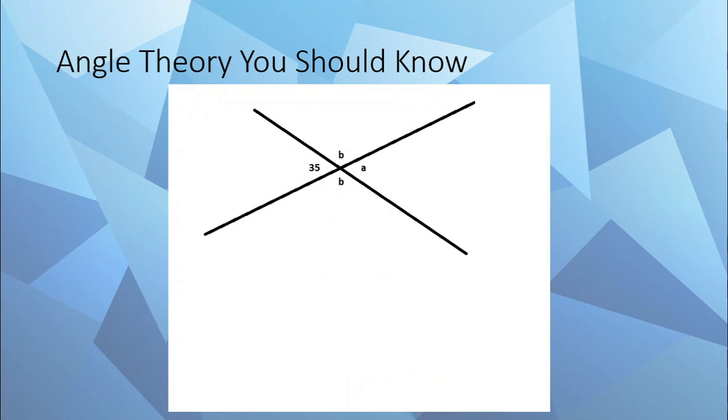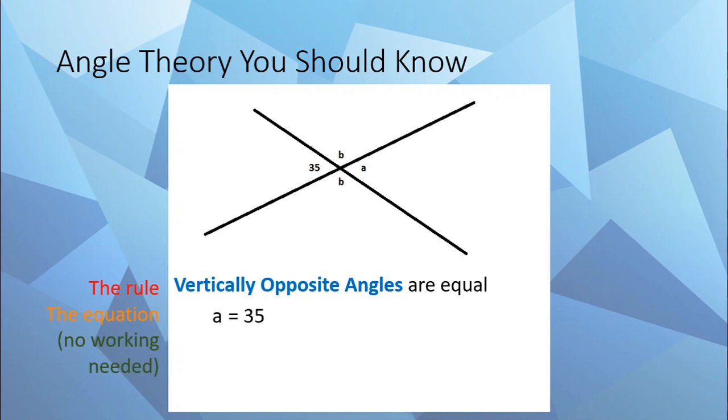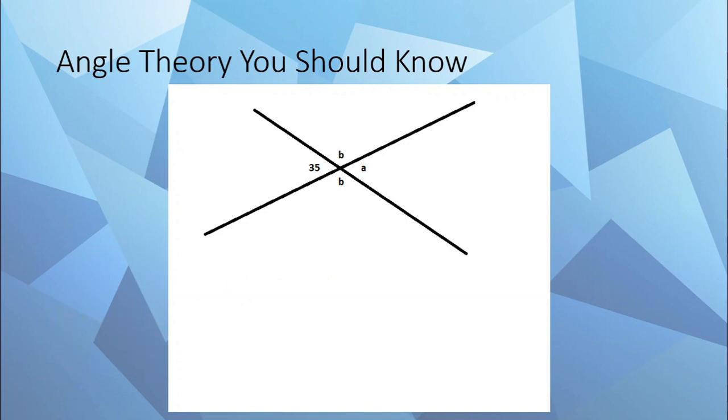Here's another bit of angle theory that you should know. Now these are two straight lines that are crossing at one point there. And I've got A, which is opposite to 35. So that's a rule. The rule is that vertically opposite angles are equal. If they're equal, there's really not much working for me to do, but I need to write the equation. The equation is just A equals 35. No work needed, I've already got my answer.